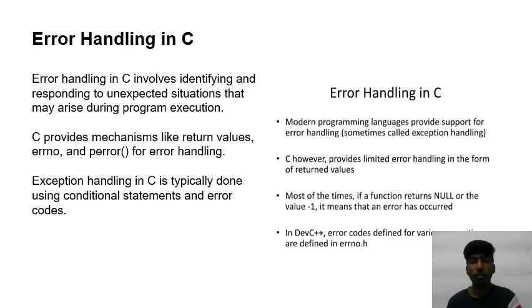Modern programming languages provide support for error handling. C, however, provides limited error handling in the form of returned values. Most of the time, if a function returns null or the value -1, it means that an error has occurred.